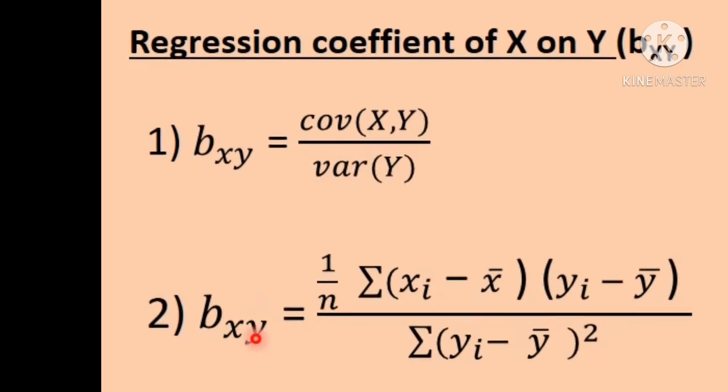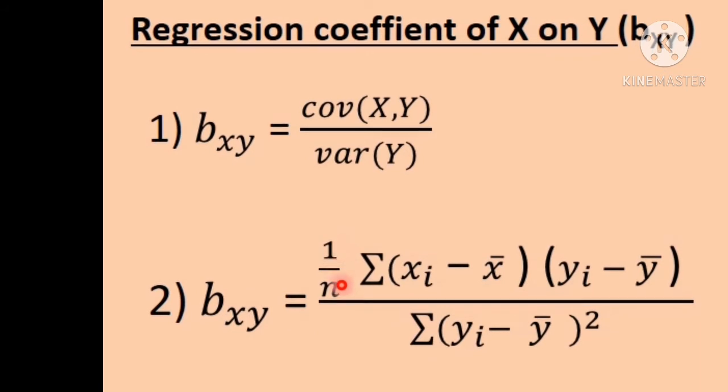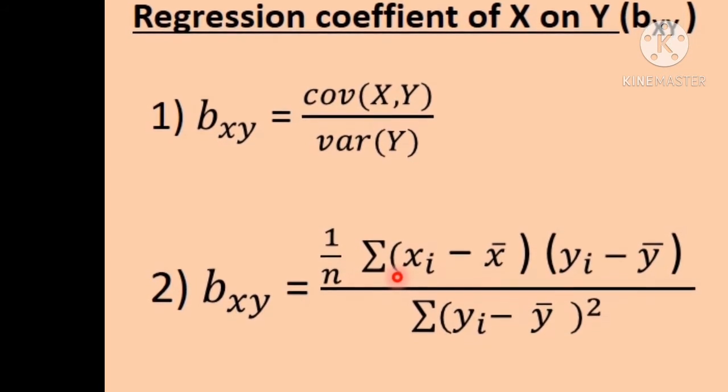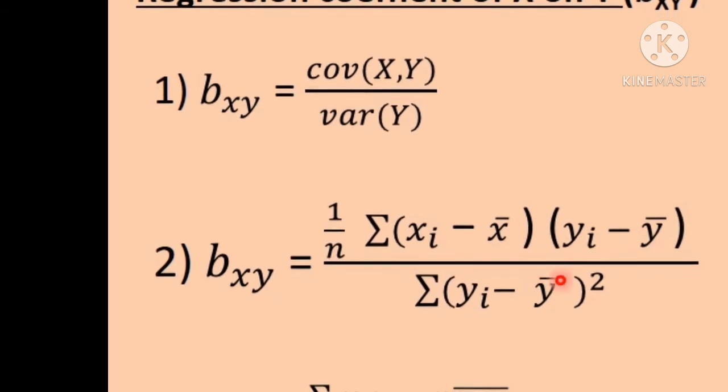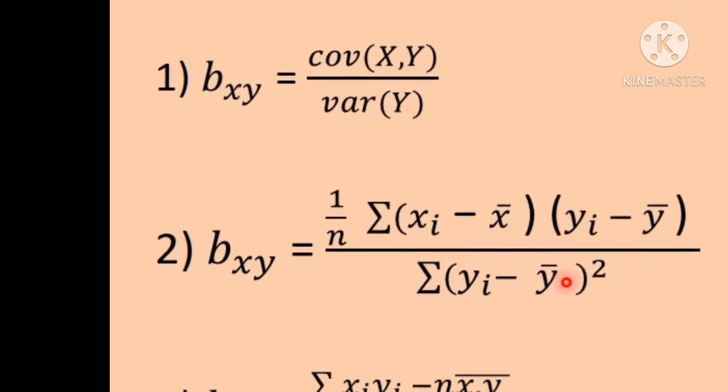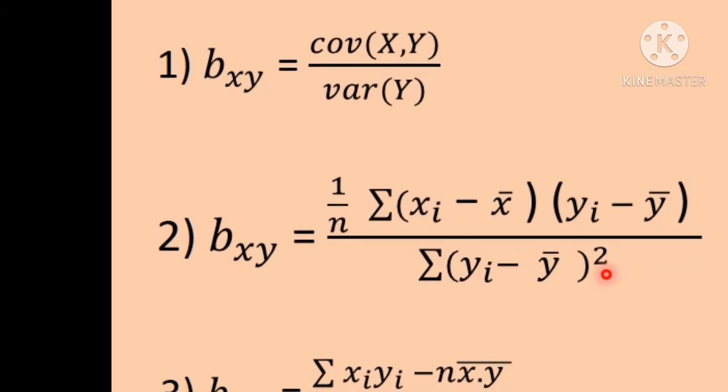Now this bxy also is given by 1 upon n into summation of xi minus x bar into yi minus y bar upon yi minus y bar the whole square.